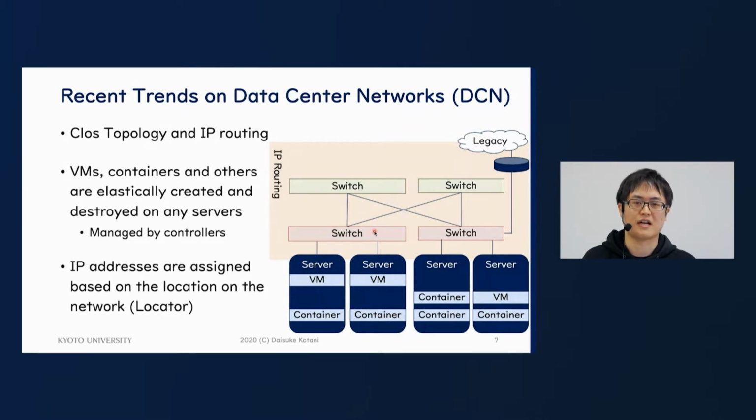A suitable server to run VMs or containers is decided by a controller or orchestrator. IP addresses assigned to each VM and container are based on which server the VM or container is running on, or in other words, the location of the VM or container in the network. I think this is the simplest way. These IP addresses are usually called locator, which is the sole role of IP address in modern data centers.